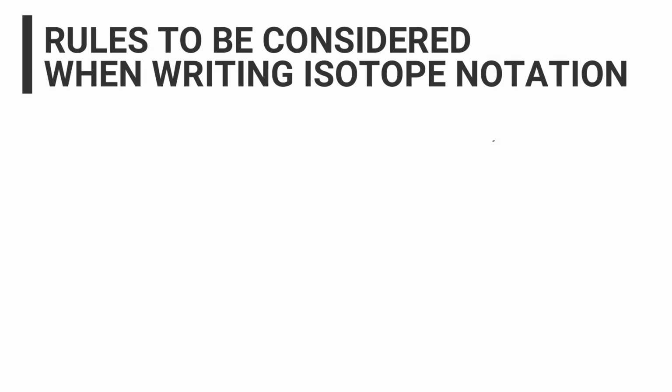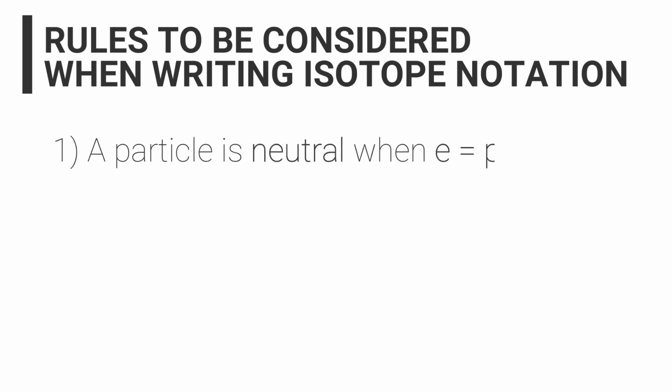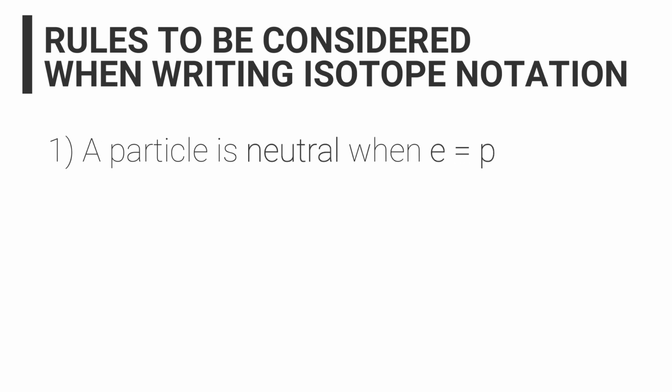But what about the particles that have a positive or negative charge? How can we write the isotope notation for this? In order to write the isotope notation for the positively or negatively charged particle, we have to consider the following rules. 1. A particle is neutral when the number of electrons is equal to the number of protons.